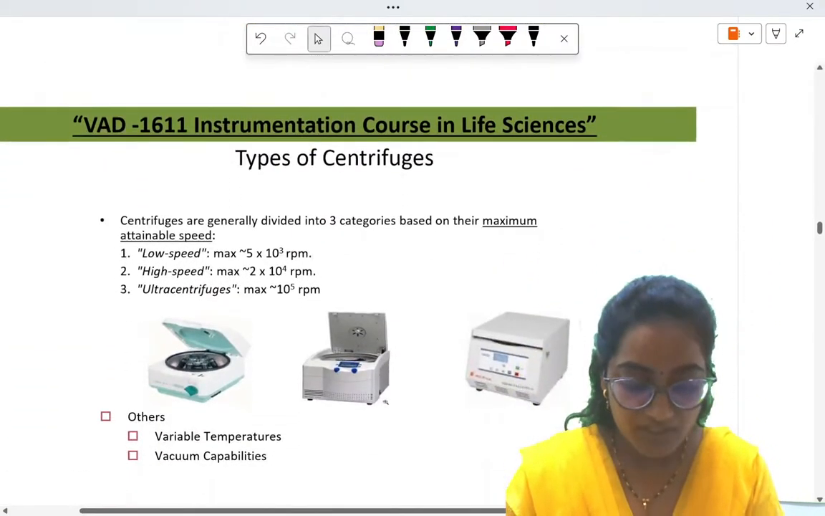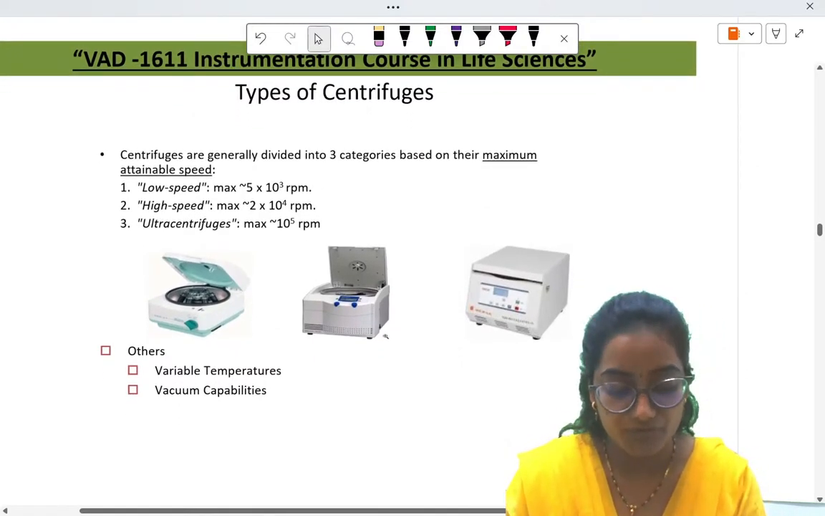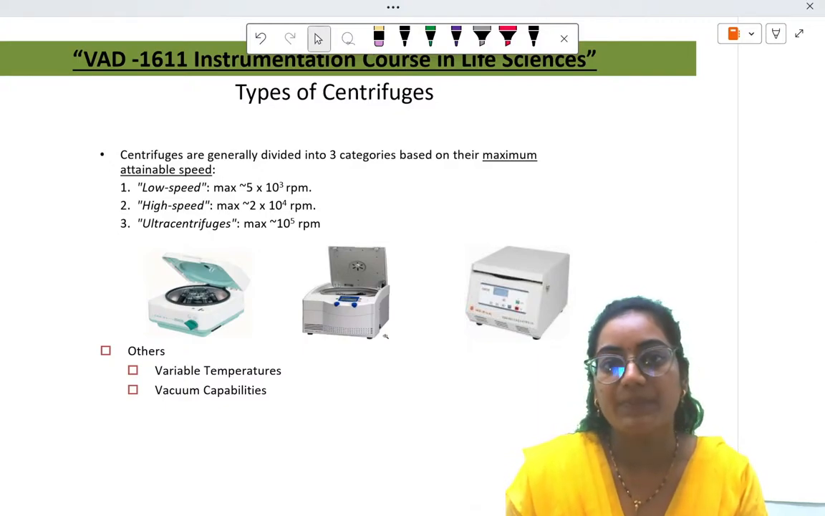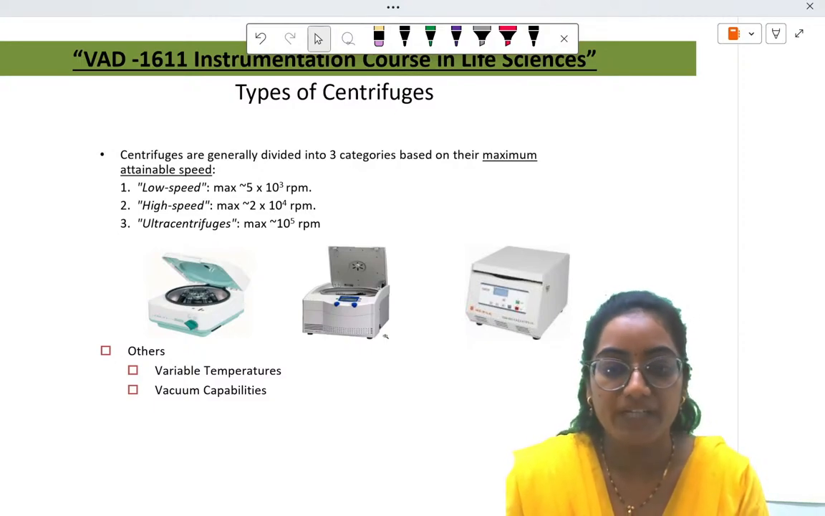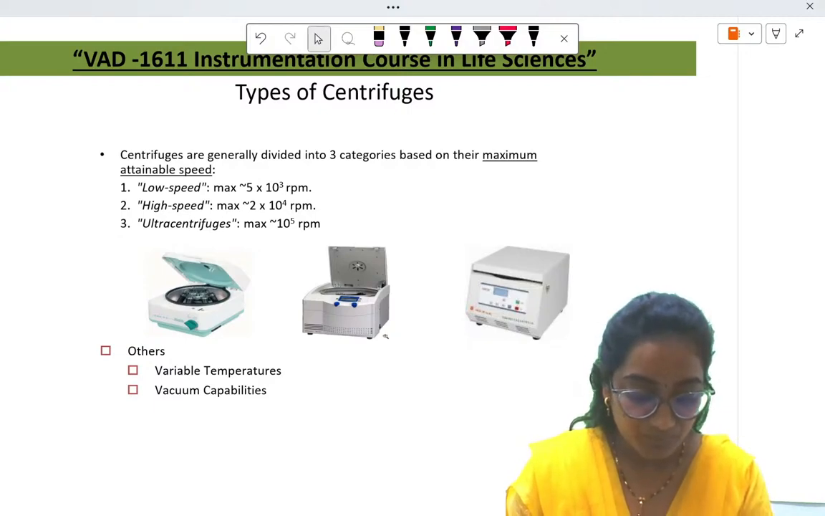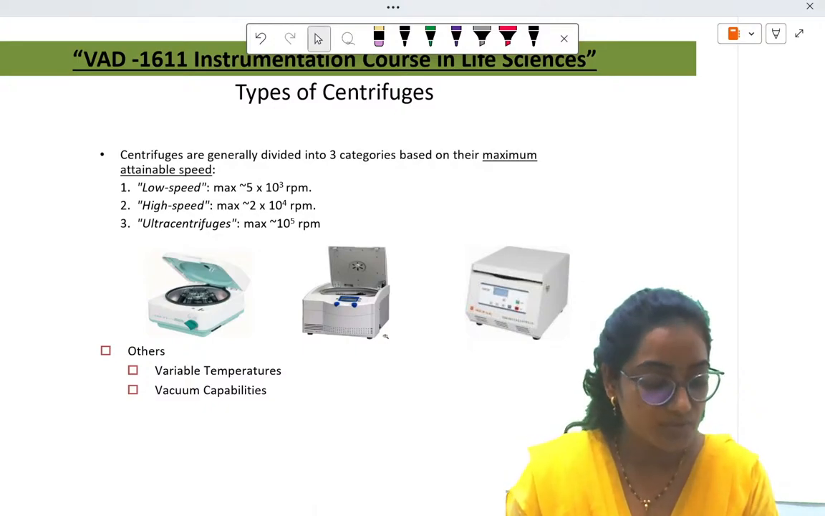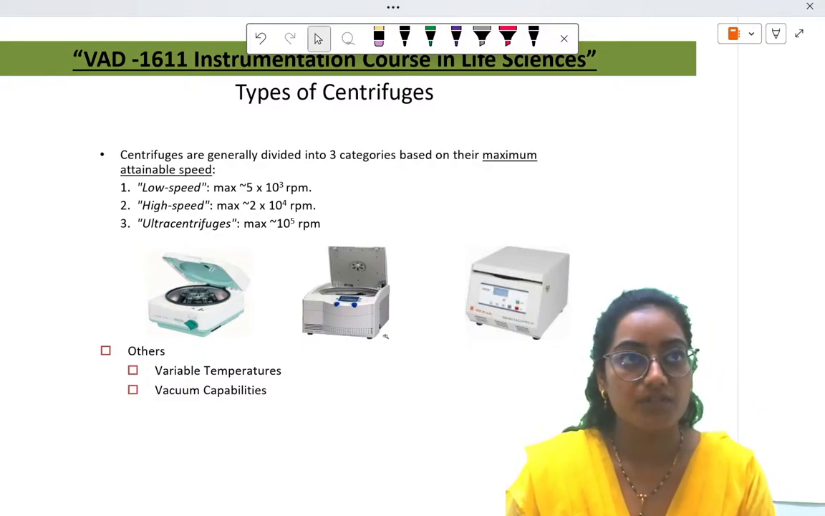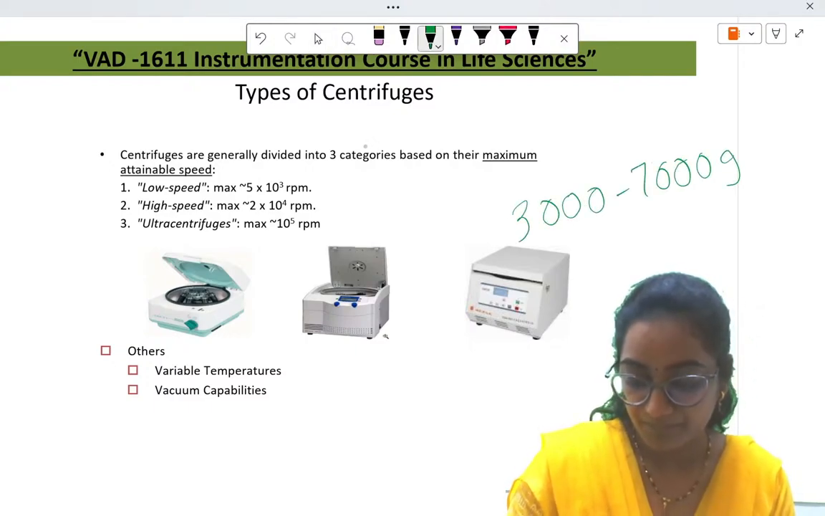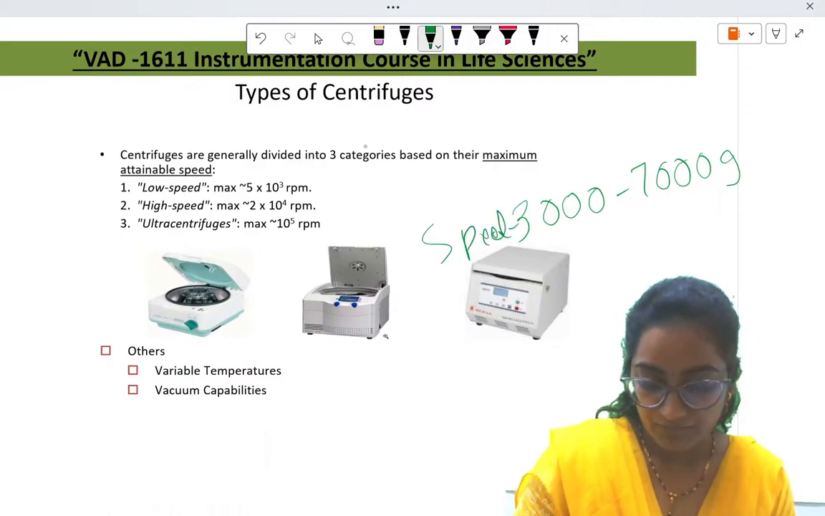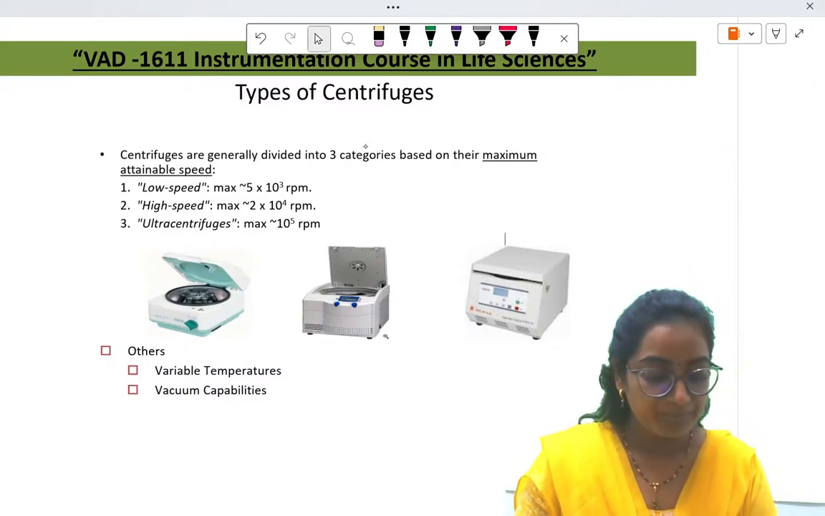Next we see the types of centrifuges. Three major types of centrifuge are used: low speed, high speed and ultracentrifuge. They have different speeds. The low speed centrifuge is used at a relative centrifugal field of 3000 to 7000 g, that is 3000 to 7000 gravity.